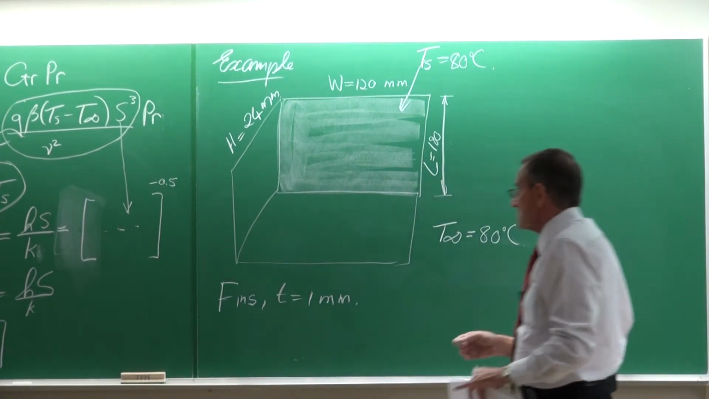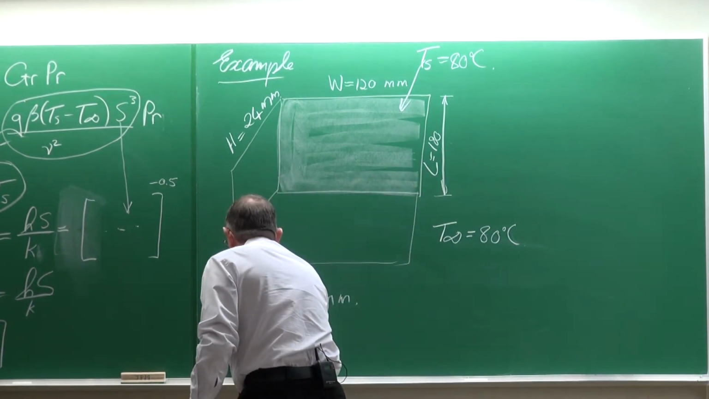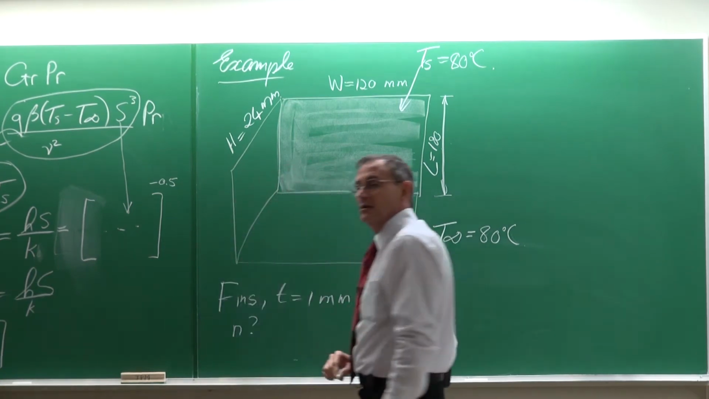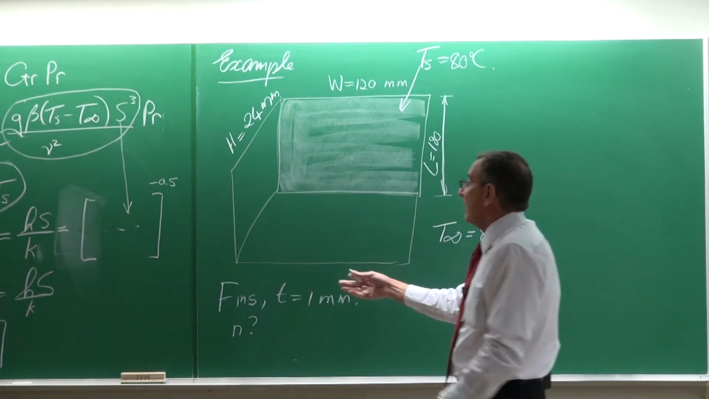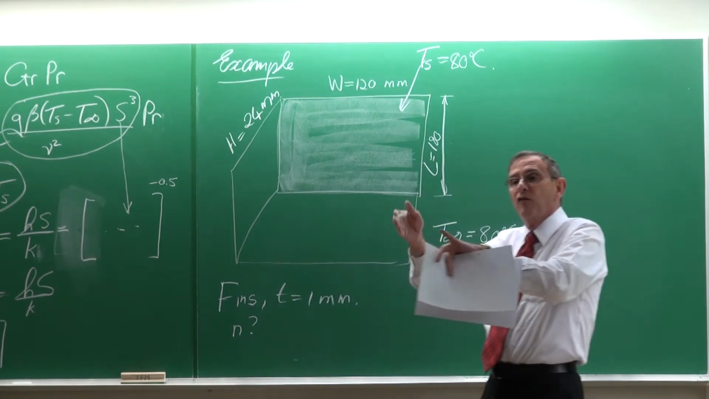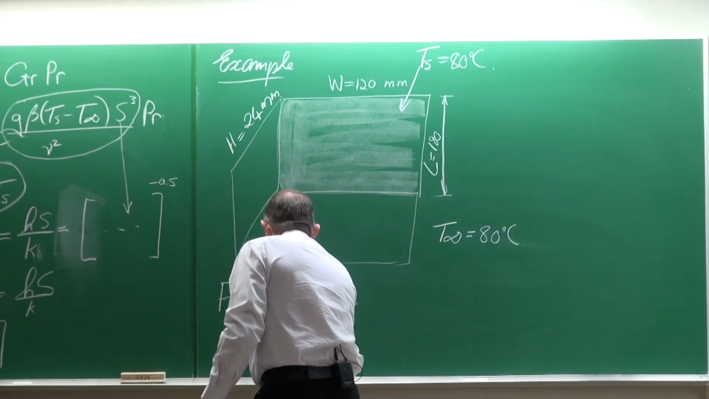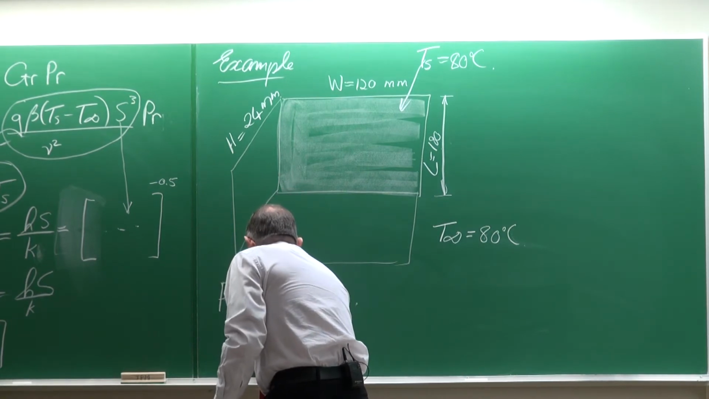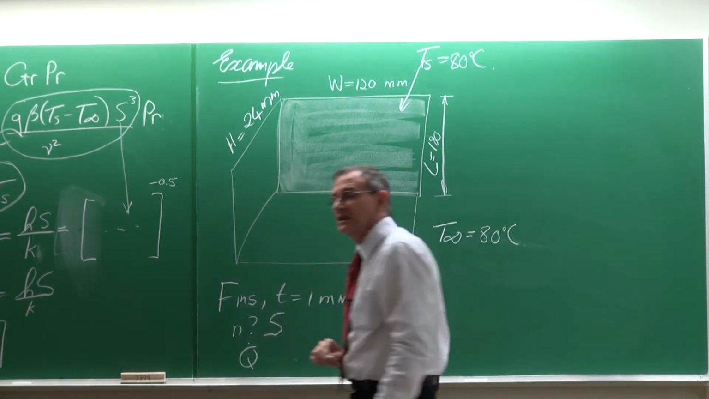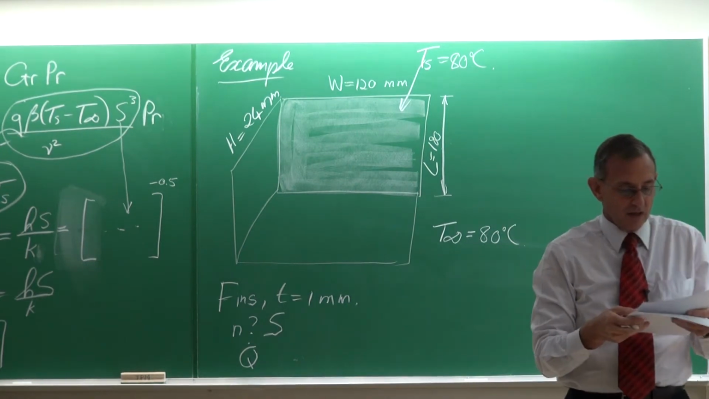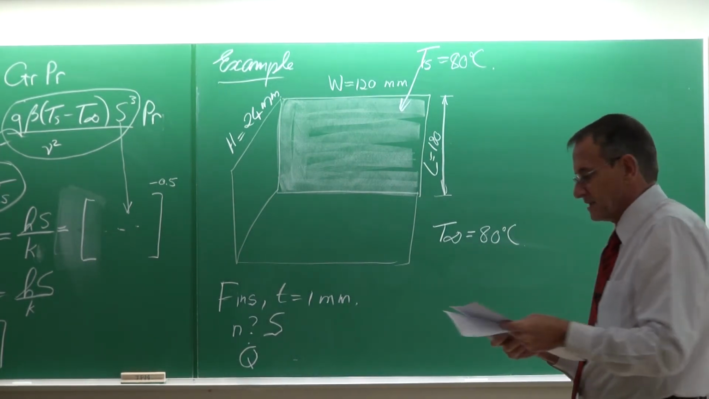So the question is, go and determine the number of fins that we should put on, and of course determine how far should the fins be apart. So N and S, and then lastly the heat transfer rate. What heat transfer rate would be possible from that set of fins?